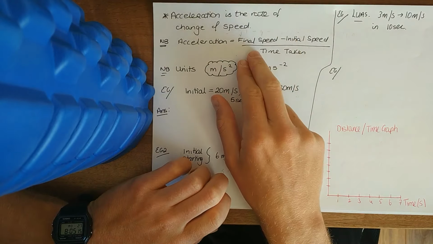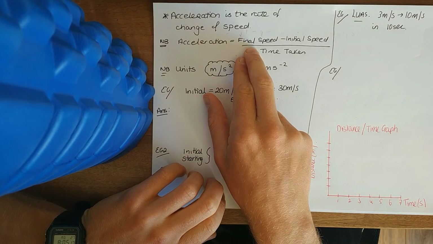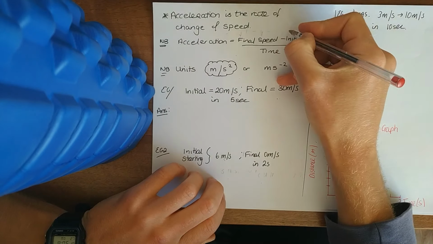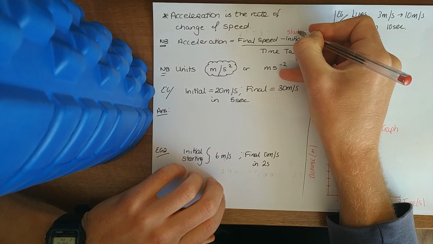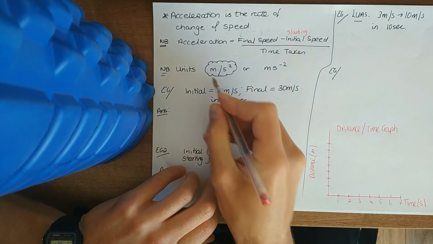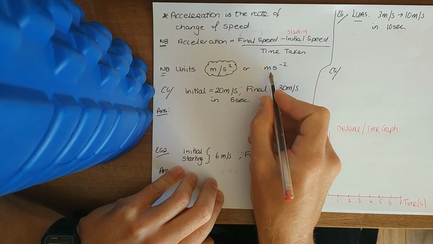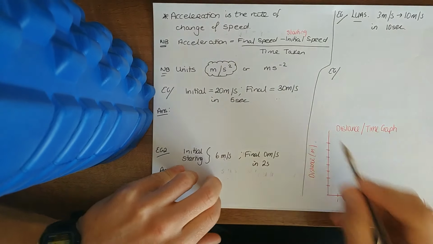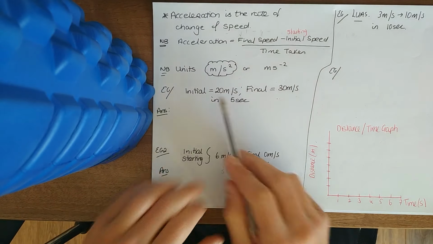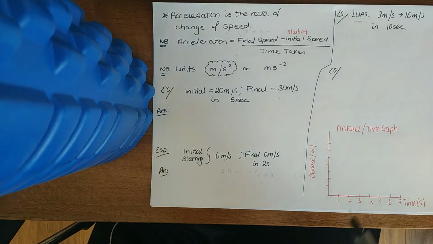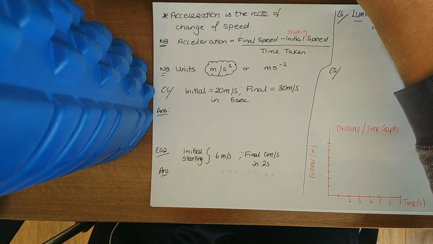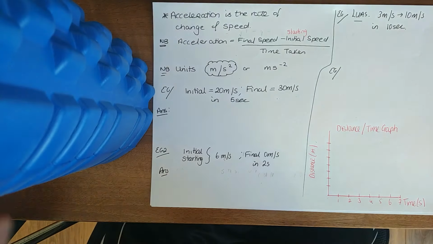So there's a formula for that. Final speed, so what you end with, minus your initial speed or your starting speed, over how long it takes. And generally I would write the unit like this, meters per second squared, or sometimes you might see this, but I wouldn't worry so much about that. So we'll do a few of the examples that are in your book on page 24.